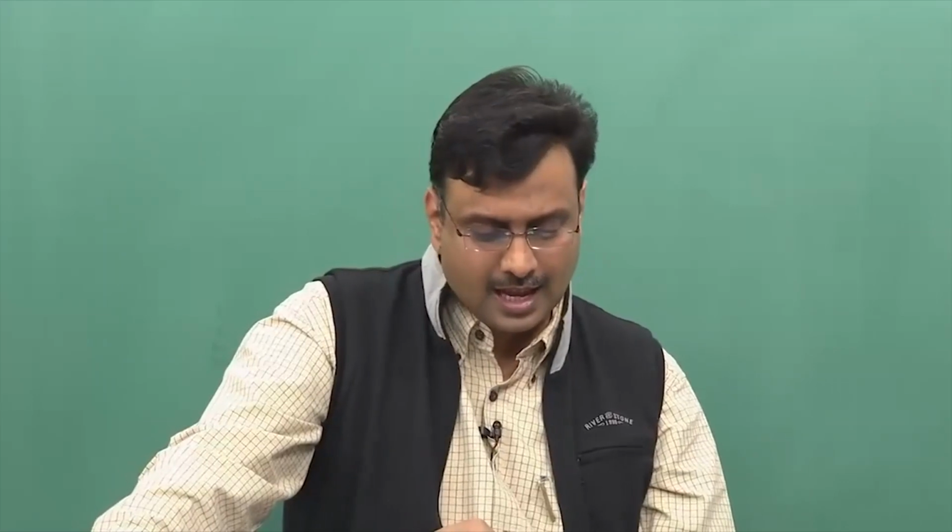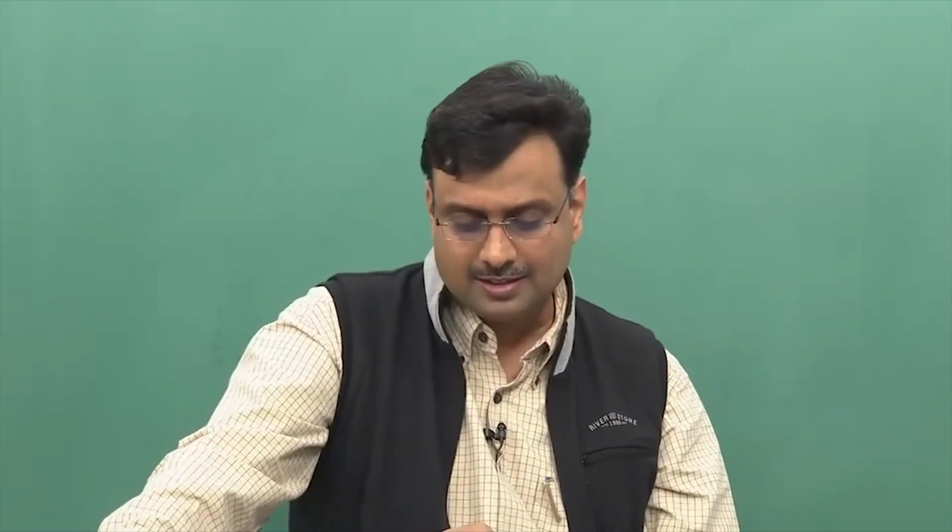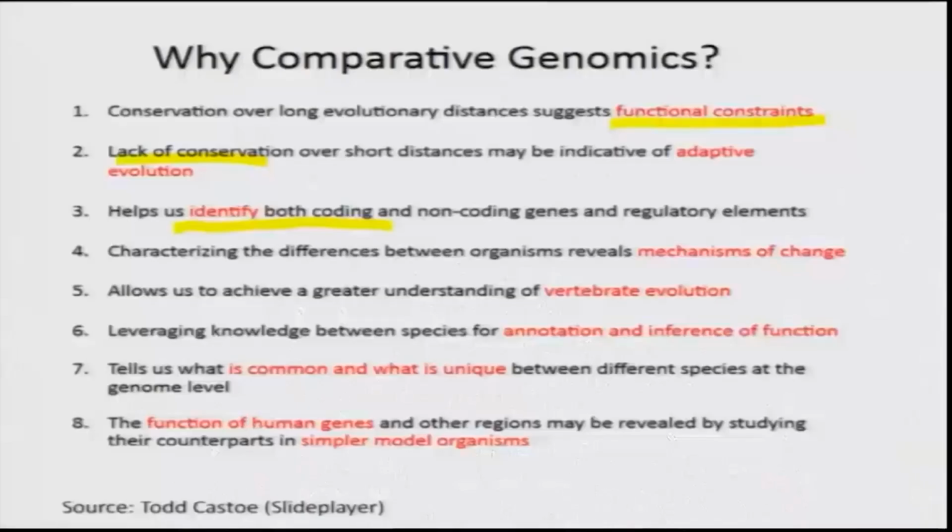For example, our brain is far more functional, more sophisticated, with cognitive abilities that are beyond what the apes can do. So we have acquired something new that makes us unique. So we can look into these gene signatures, and the function of human genes and other origins may be revealed by studying the counterparts in simpler model systems.